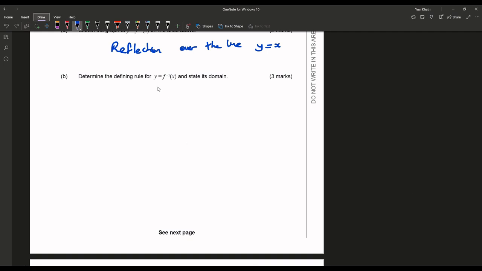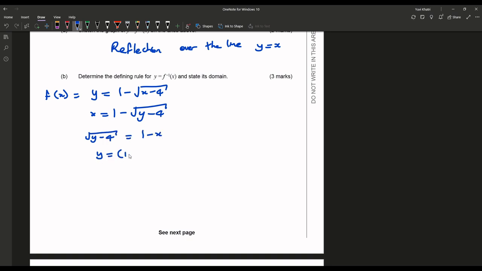Now part B wants us to get the defining rule for f inverse, and it wants the domain. Well, for f inverse, first we start off with y equals 1 take root x take 4. That's f of x. And to get f inverse, you just swap the x and the y. So x equals 1 take root y take 4. And we're just going to rearrange for y. So we've got root y take 4 equals 1 take x. So y equals (1 take x) squared plus 4.